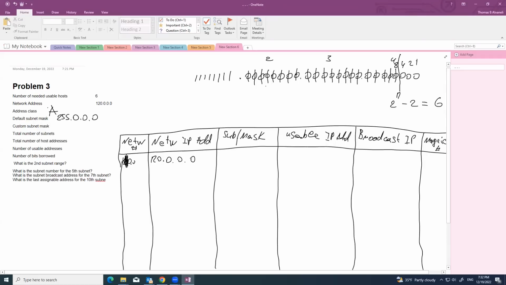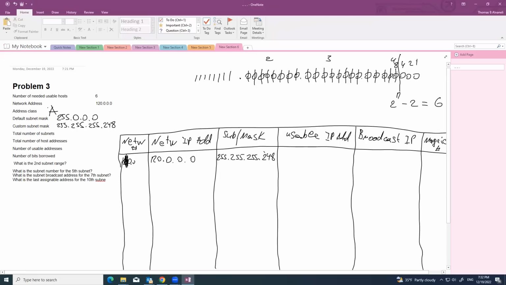Let's translate those binary ones back to decimal notation, and we get 255.255.255.248. The custom subnet mask is 255.255.255.248.